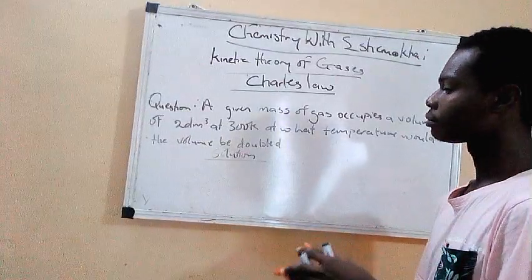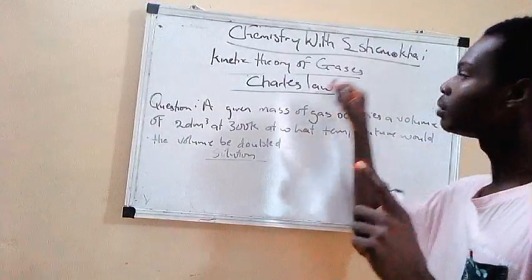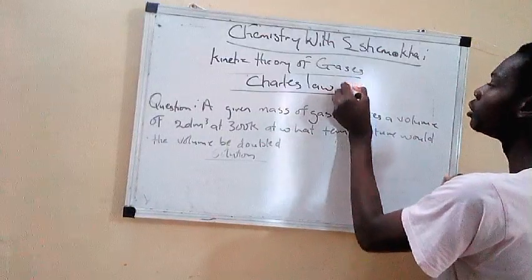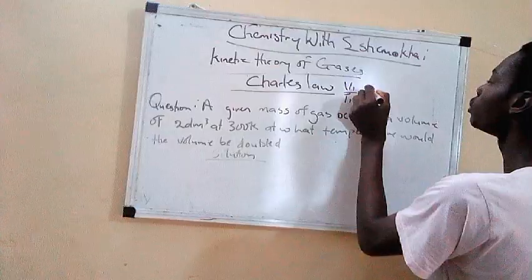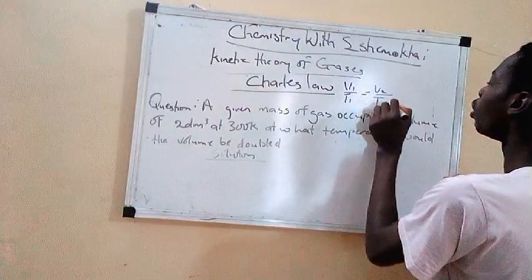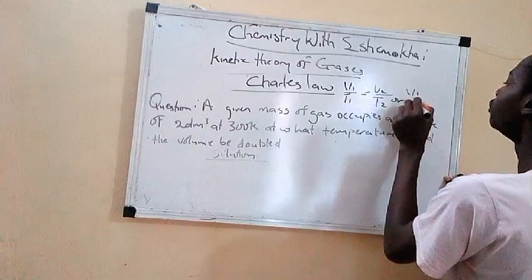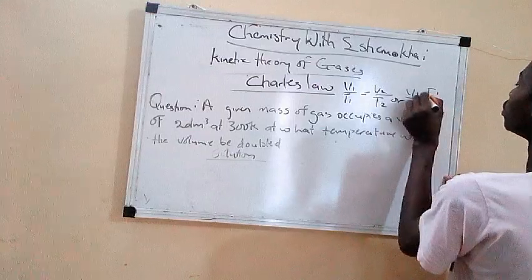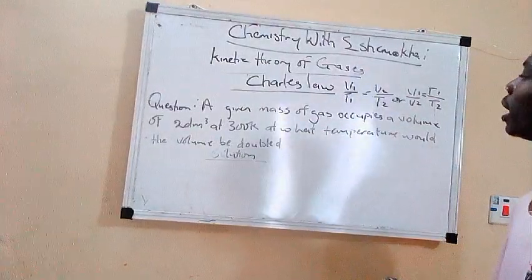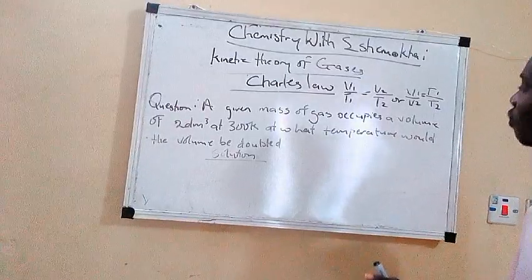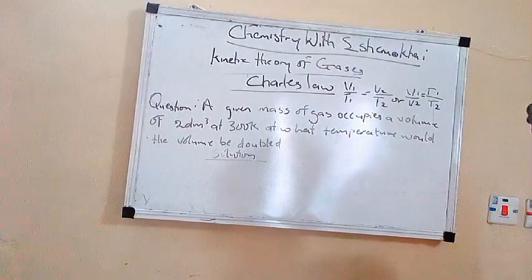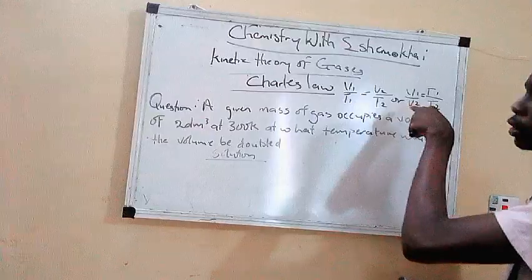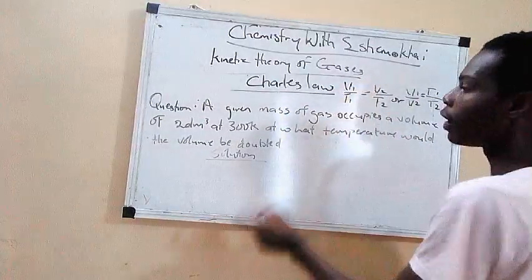So our V1, there was something I forgot to tell you when I explained Charles' law. I forgot to tell you the formula for calculating Charles' law. You either use V1 over T1 equals V2 over T2, or you use V1 over V2 equals T1 over T2. These are the formulas I forgot to tell you before, so take note of this. Now this is the formula we are going to use to solve this question.